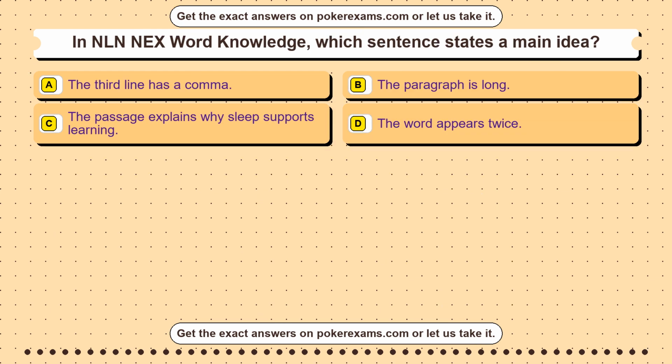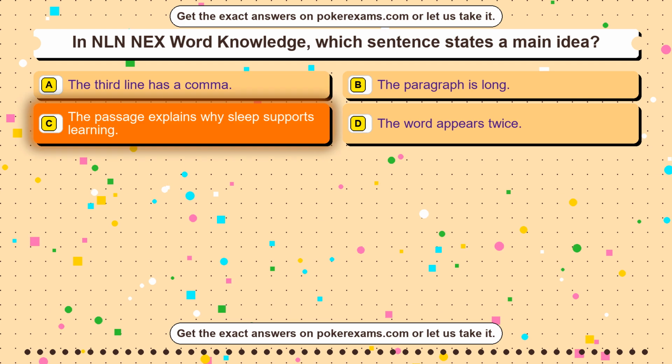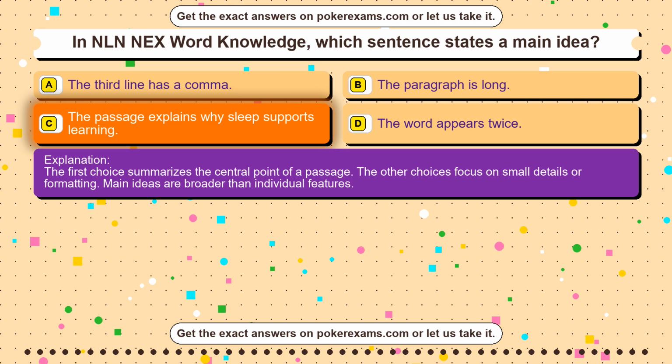Question 23. In GED word problems practice, which word best describes a claim supported by evidence? Option A, decimal. Option B, variable. Option C, argument. Option D, fragment. The correct answer is option C. An argument in reading and writing is a claim supported by reasons and evidence. A fragment is an incomplete sentence, a decimal is a number form, and a variable represents an unknown. Evidence points to argument structure.